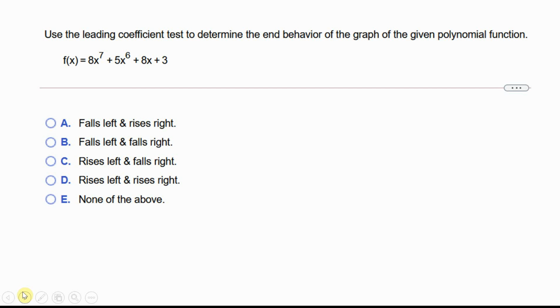What's the degree? The degree is 7. What's the leading coefficient? The leading coefficient is 8, right? So 8 is positive, and the degree is odd, so it's going to fall to the left and rise to the right.